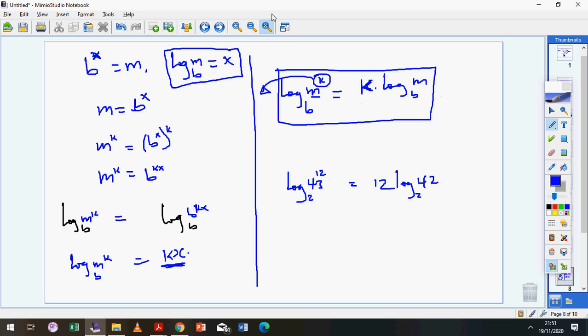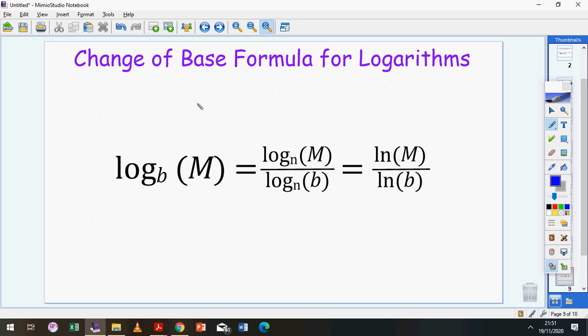Alright, the change of base formula for logarithms. This is the last one. If I have a logarithm of m to the base b, I can introduce any base that I want and write it as logarithm of m to that base divided by logarithm of b to that base. How does this happen?